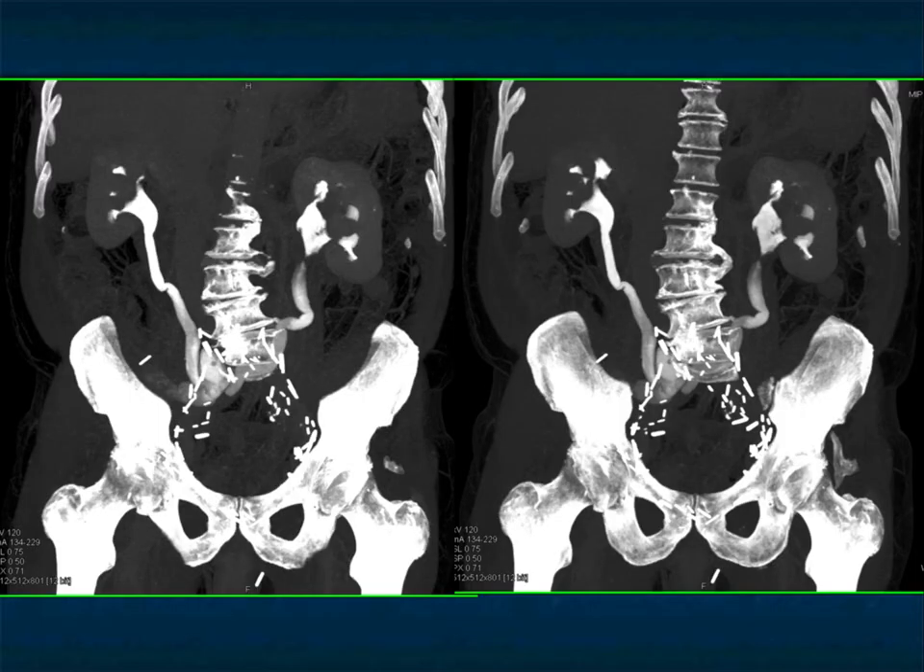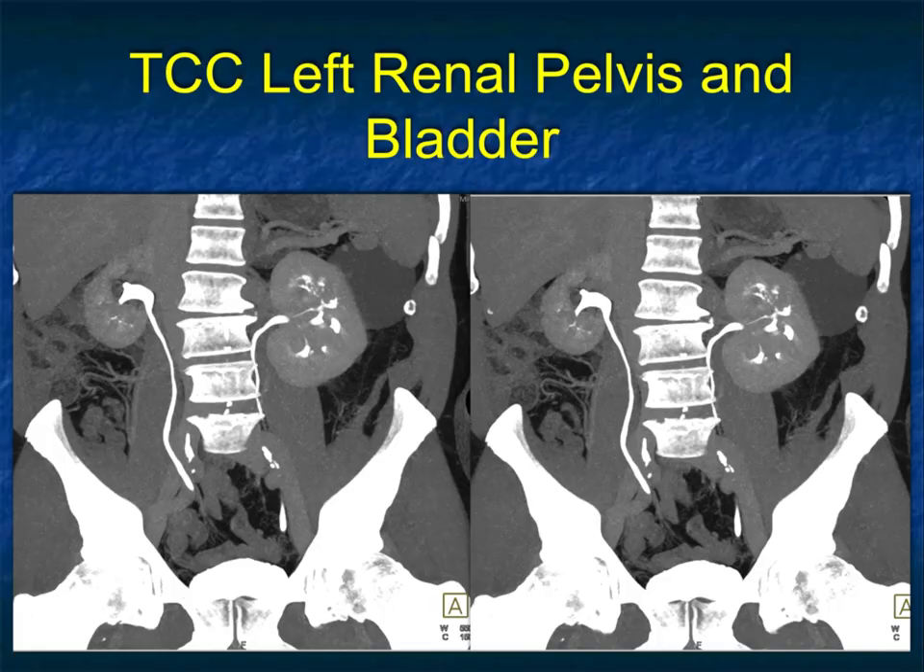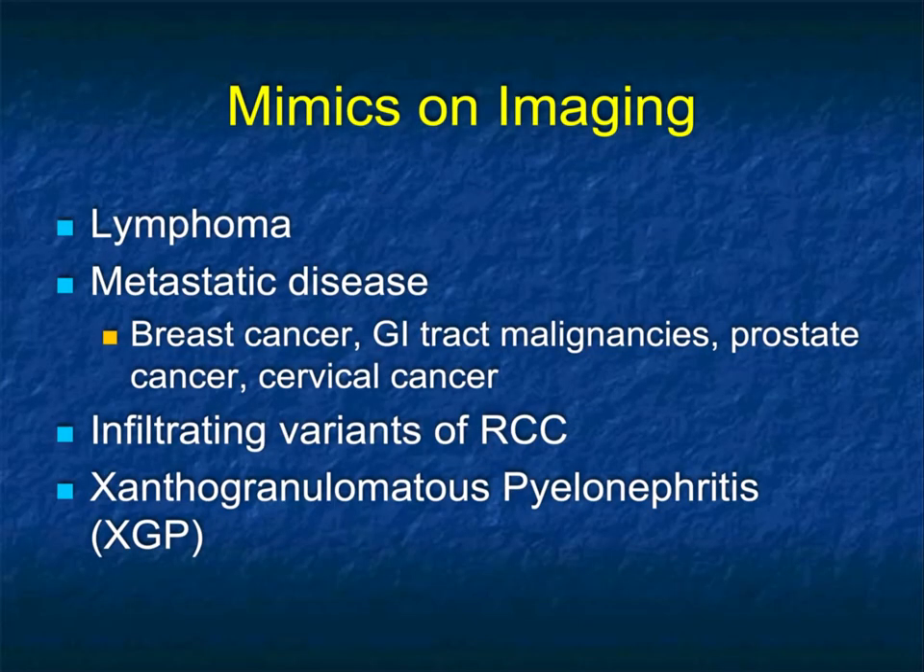Here's just an example showing you another patient who had cystectomy with nodal dissection and now recurrent tumor in the left kidney. We speak about a patient who had prior TCCs. You just always have to be careful. You can see the left renal pelvis is infiltrated. This patient will also have lesions in the bladder. So again, a difficult diagnosis.